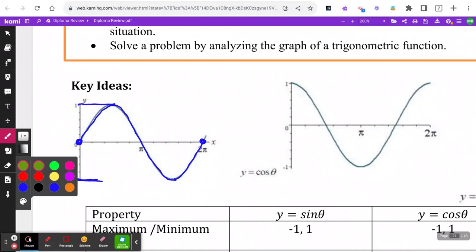Cosine graphs start at 1. So it starts at the maximum. Then it goes all the way down to the minimum of -1. And then it goes up back to the maximum. The starting point matters, right? That's the key difference between the two. They're the same thing, but one's shifted.